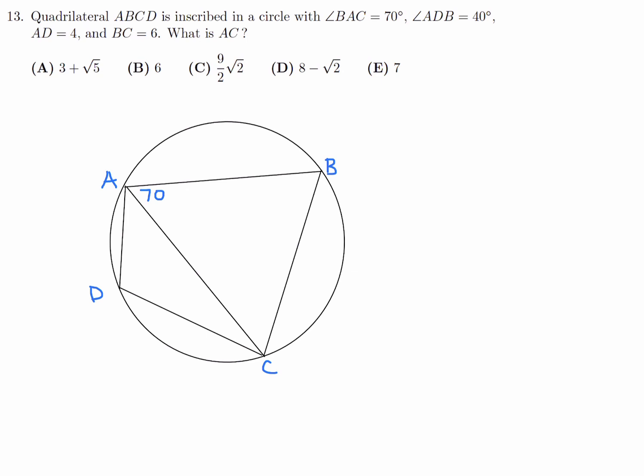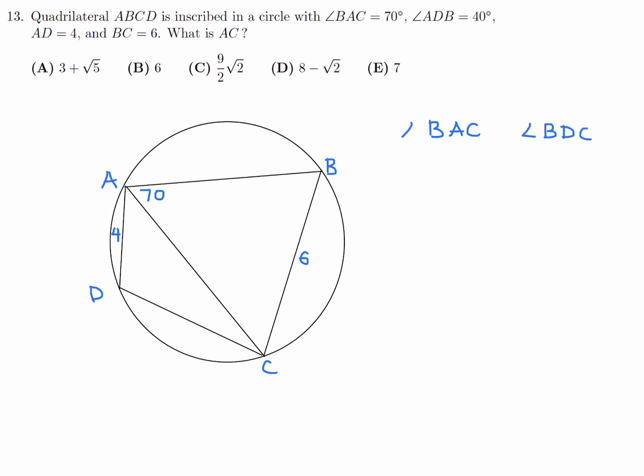ADB, oh, they've introduced another one in here, is 40. AD is 4 right here, and BC is 6. Okay. Well, the first thing is there's two angles that are probably equal, and those are BAC and BDC.